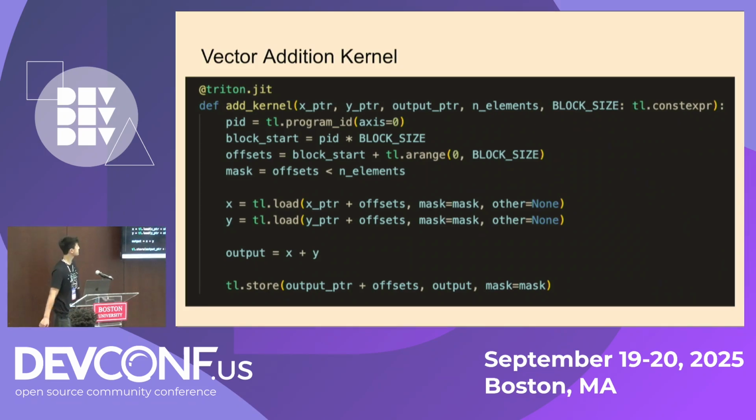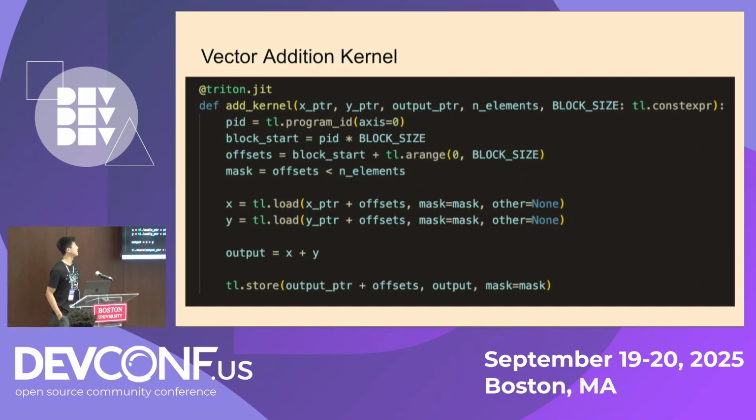First, each worker is given a program ID in order to keep track of which elements our workers are working on. That's defined by the PID using tl.program_id. In order to figure out where the worker is going to start in the arrays, we define the block start. For example, if we're on worker 1 and our block size is 32, our worker will start at index 32 of our arrays.